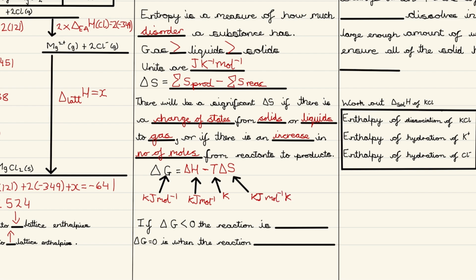per Kelvin. So one thing to make sure of is that when you work out entropy change, most of the time it's going to be in joules per Kelvin per mole, like we did here. So to convert it into kilojoules per mole per Kelvin, we need to divide it by 1000.